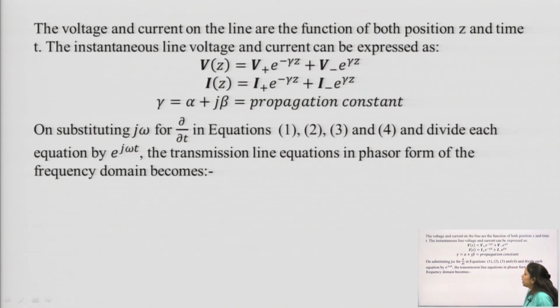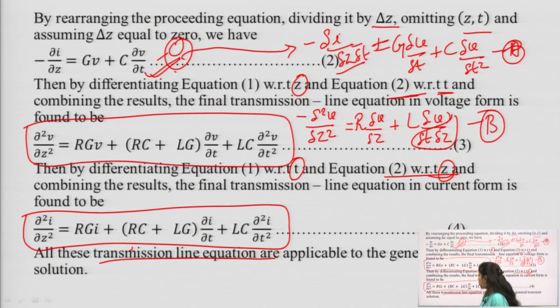Now, we also have that voltage and current on the line are functions of both position z and time t. The instantaneous line voltage and current can be expressed by this equation. This is the positive direction, this is the negative one; I plus and V plus denote the positive direction, and V minus and I minus denote the negative one. So, now we have the fourth equation.